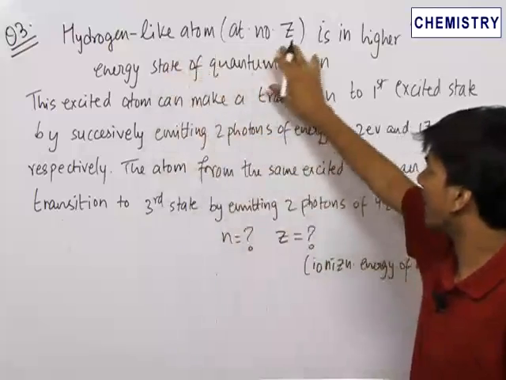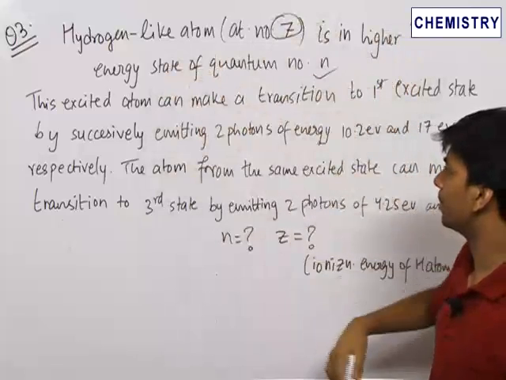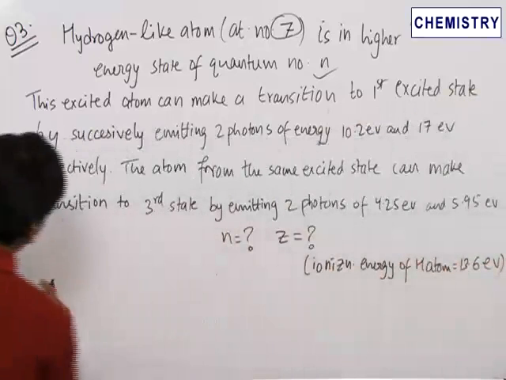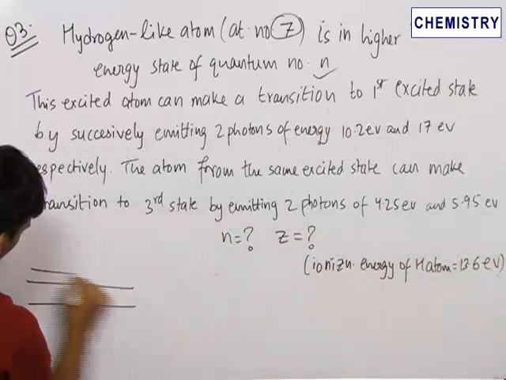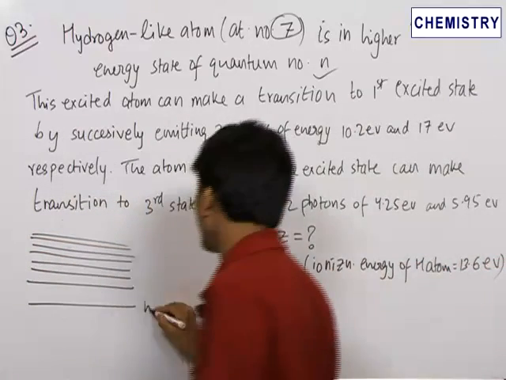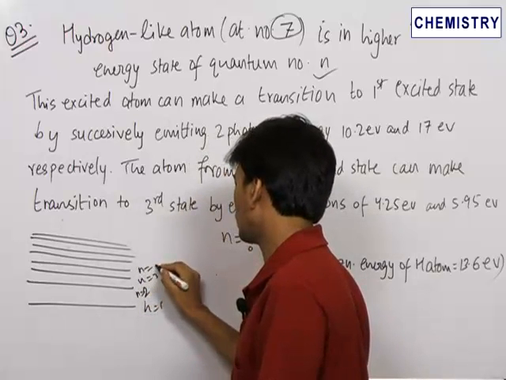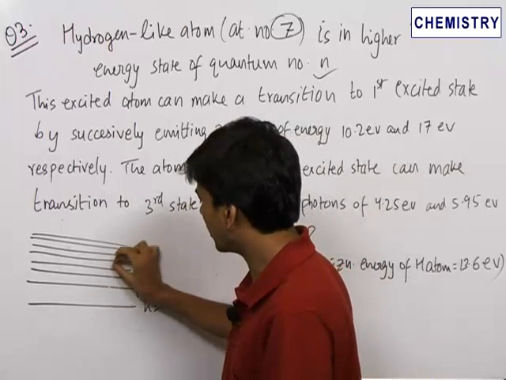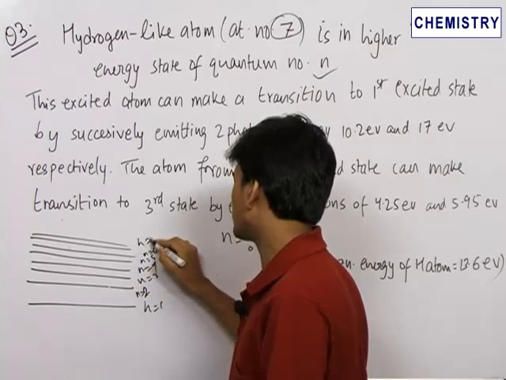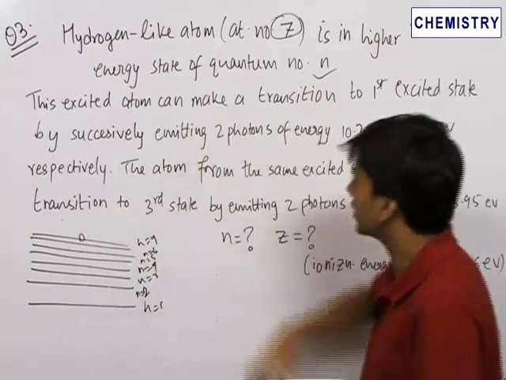There is a hydrogen-like atom with atomic number Z, which is in a high energy state of quantum number n. This excited atom can make a transition to the first excited state. Let us draw the diagram. This is n is equal to 1, 2, 3, 4. Note that the gaps keep reducing subsequently. n is equal to 5, n is equal to 6, this is n is equal to n. Let it be in some excited state n initially.